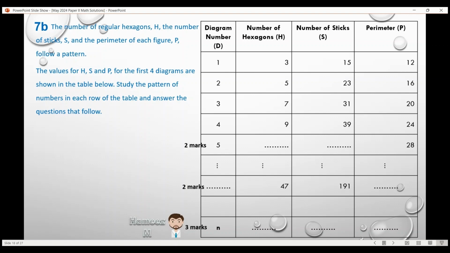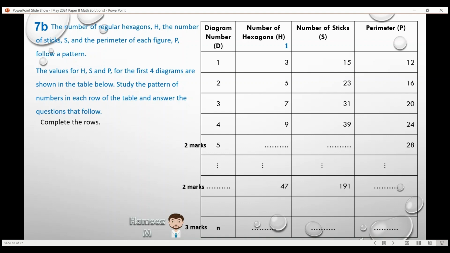So if we're going backwards, then what that means is we are minusing 2. 9 take away 2 is 7, 7 take away 2 is 5, 5 take away 2 is 3. Therefore, 3 take away 2 would give us the top. So we're going to complete the rows, and that will give us 1.